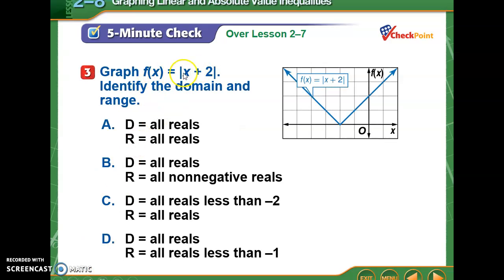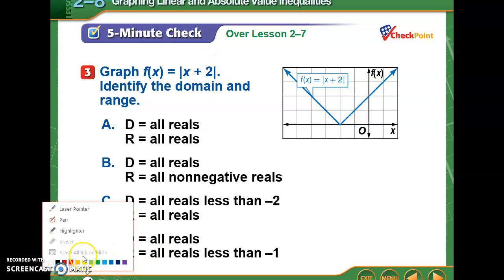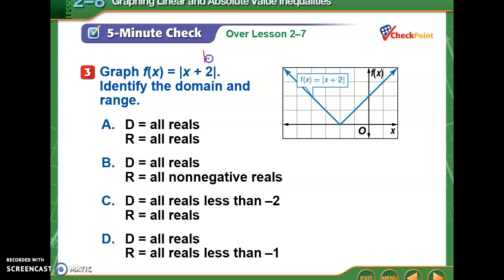Graph f of x equals the absolute value of x plus 2. So remember, absolute value function, the graph is a V-shape. Okay? So you have noticed that your h there is 2, positive. But remember, you always change your sign to its opposite, so negative 2. And then your k here is 0. So that's your k. K equals 0.